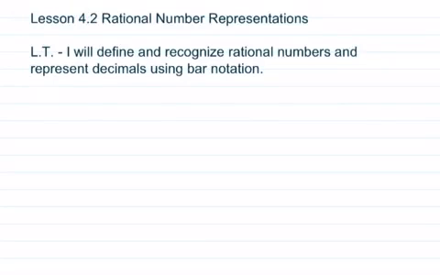Okay, this is lesson 4.2, rational number representations. Our learning target: we are going to be defining and recognizing rational numbers and representing decimals using bar notation. All right, so we kind of talked about this a little bit, but let's start by identifying what is a rational number.